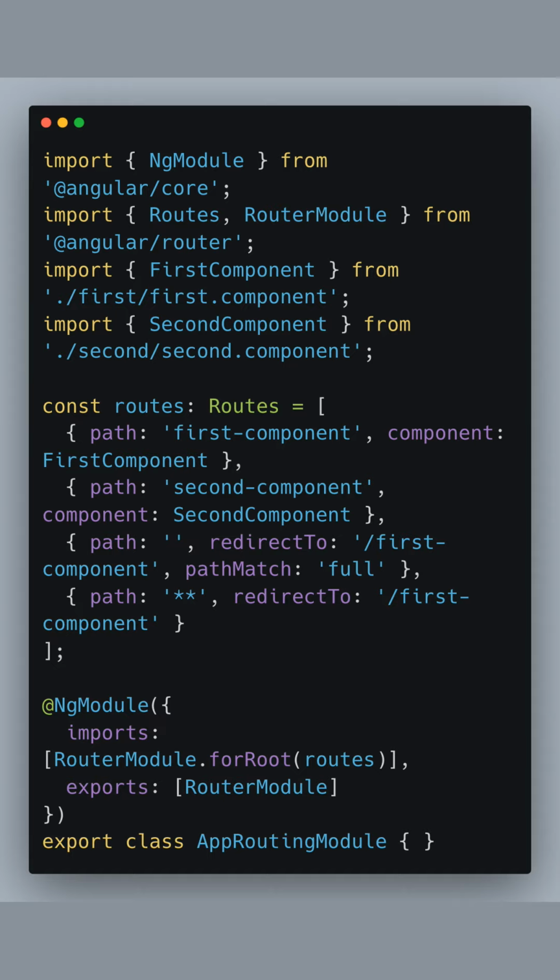A default route is set up to redirect an empty path to FirstComponent, using redirectTo and specifying pathMatch as full to ensure it only redirects when the entire URL is empty. A wildcard route is also defined using **, which acts as a catch-all route and redirects to FirstComponent if the user tries to navigate to an undefined path. Lastly, we import the routes using RouterModule.forRoot, which we then export as part of the app routing module.